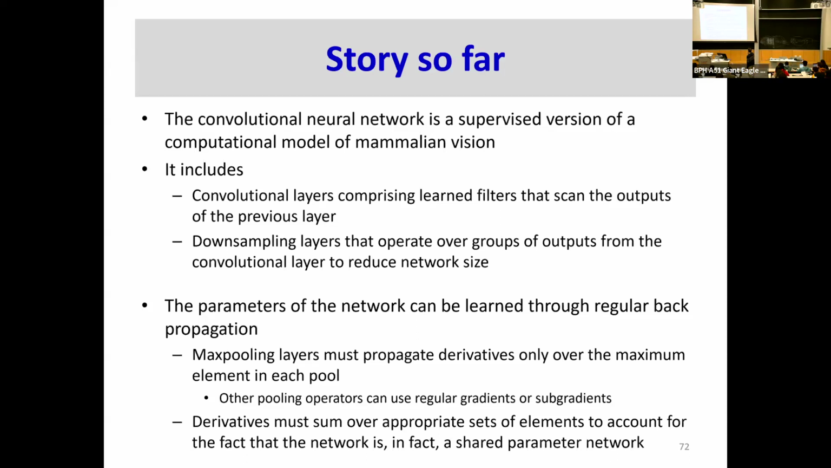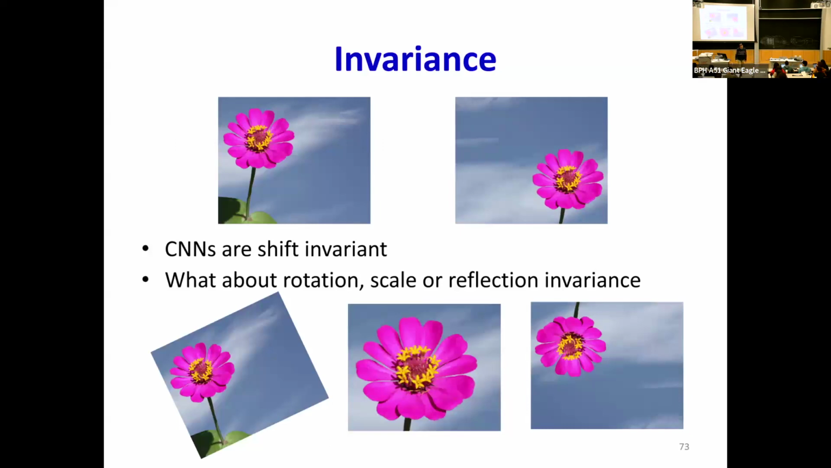Now, the parameters of the network can be learned through regular backpropagation. If you're performing any kind of pooling like max pooling, the derivatives are propagated only over the maximum elements in each pool. The other pooling operators need an appropriate change of derivative rules. And for the rest of them, the derivatives must generally sum over sets of elements to account for the fact that the network is in fact a shared parameter network. And this results in some funky looking backpropagation rules.